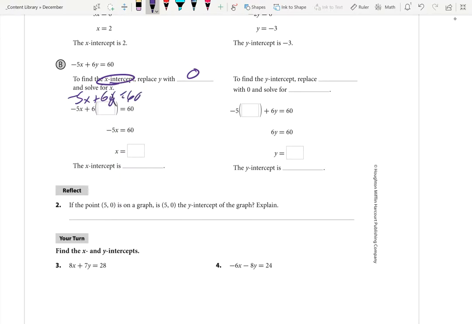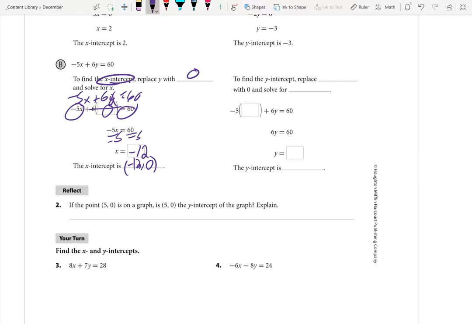We're taking the y out and putting 0 in its place. Now, 6 times 0 is 0. Essentially, that whole term just disappears. So we're just left with -5x equal to 60. And we solve. We simply divide by -5, and we get x is equal to -12. So the x-intercept is (-12, 0) as the ordered pair.